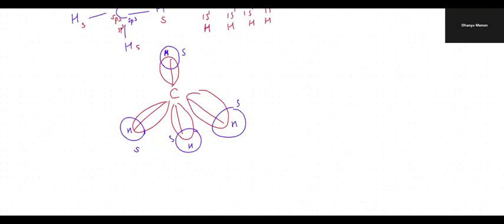Now, methane attains a shape in which there is minimum repulsion. Okay, so the molecule attains an orientation in which there is minimum repulsion. So this particular shape of methane is called tetrahedral shape. It has attained this shape to have minimum repulsion. Okay, so hybridization is responsible for geometry also.